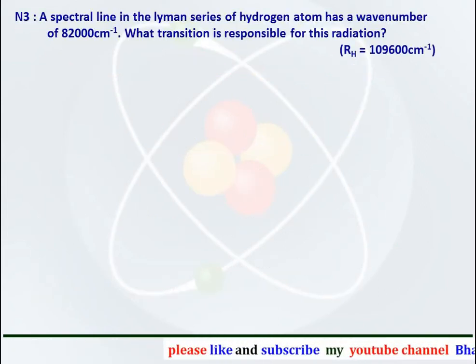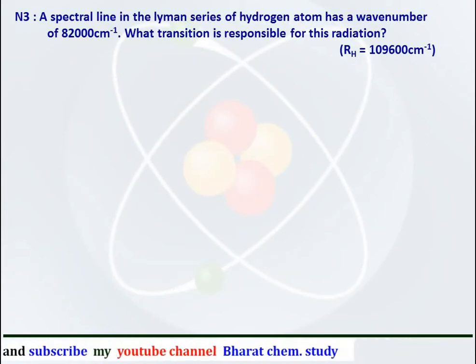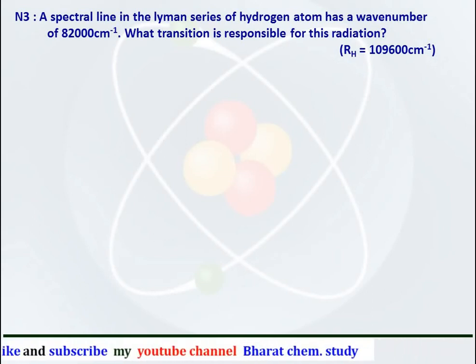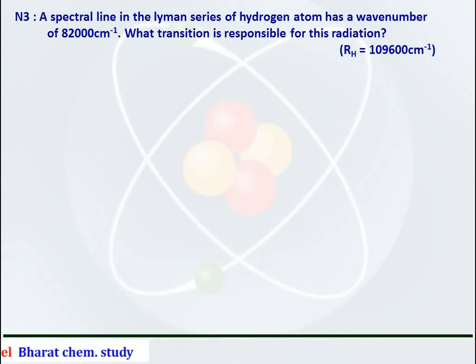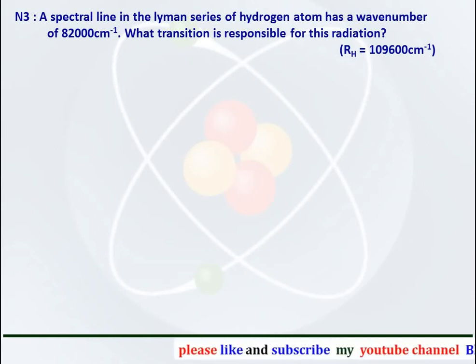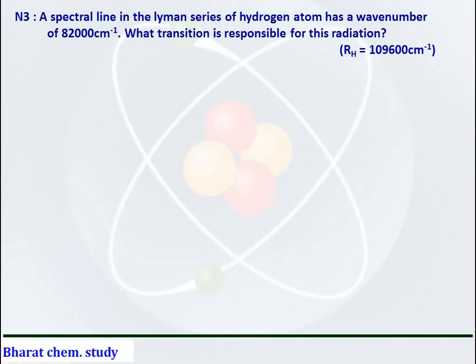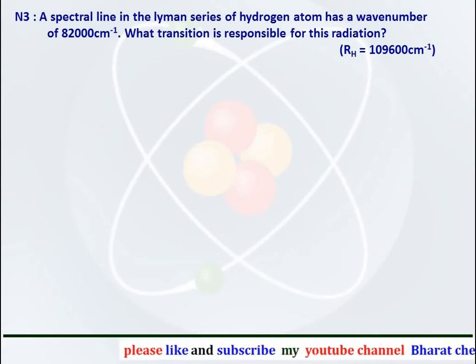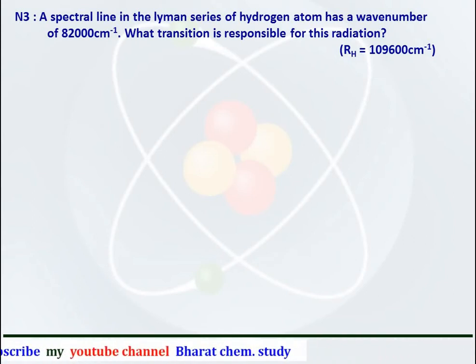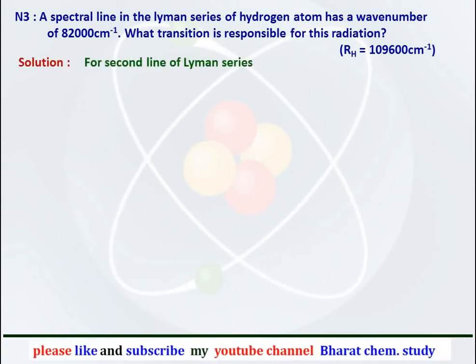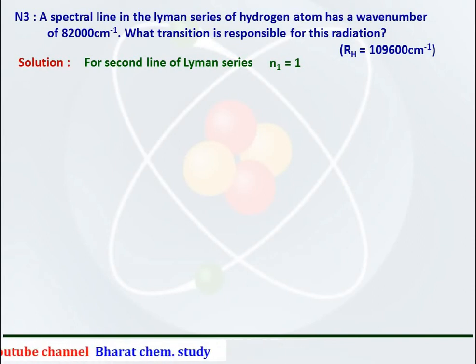Now the next numerical, third: the spectral line in Lyman series of hydrogen atom has a wave number of 82000 centimeter inverse. What transition corresponds to this radiation? The value of the Rydberg constant is already given, 109600 centimeter inverse. The series is Lyman, so we know the value of n1 and we have to find out the value of n2.